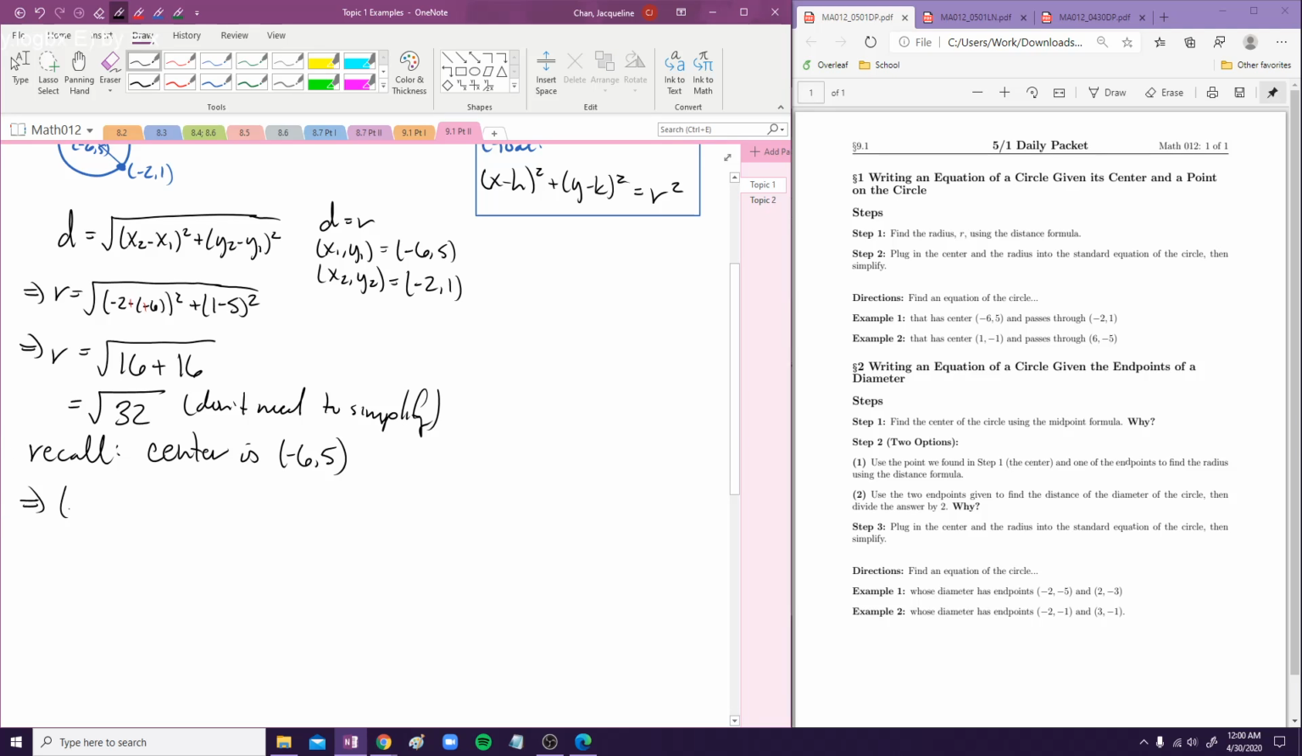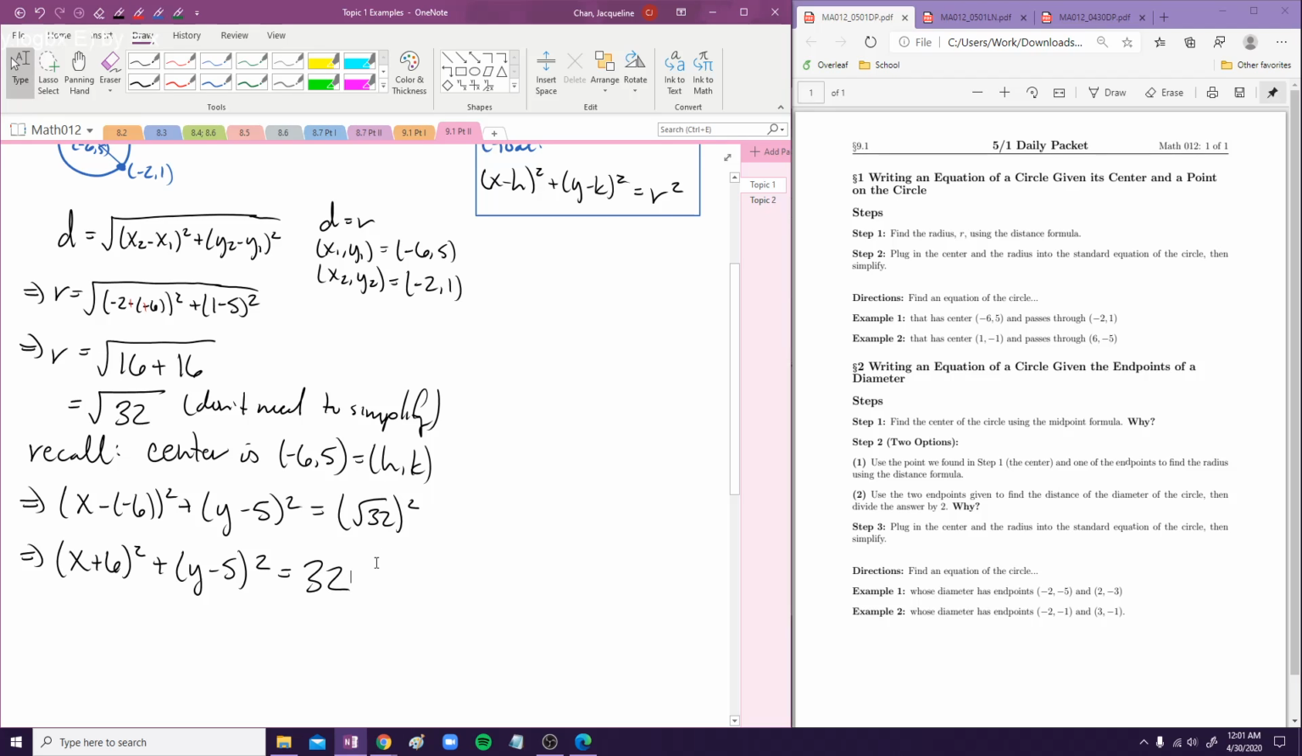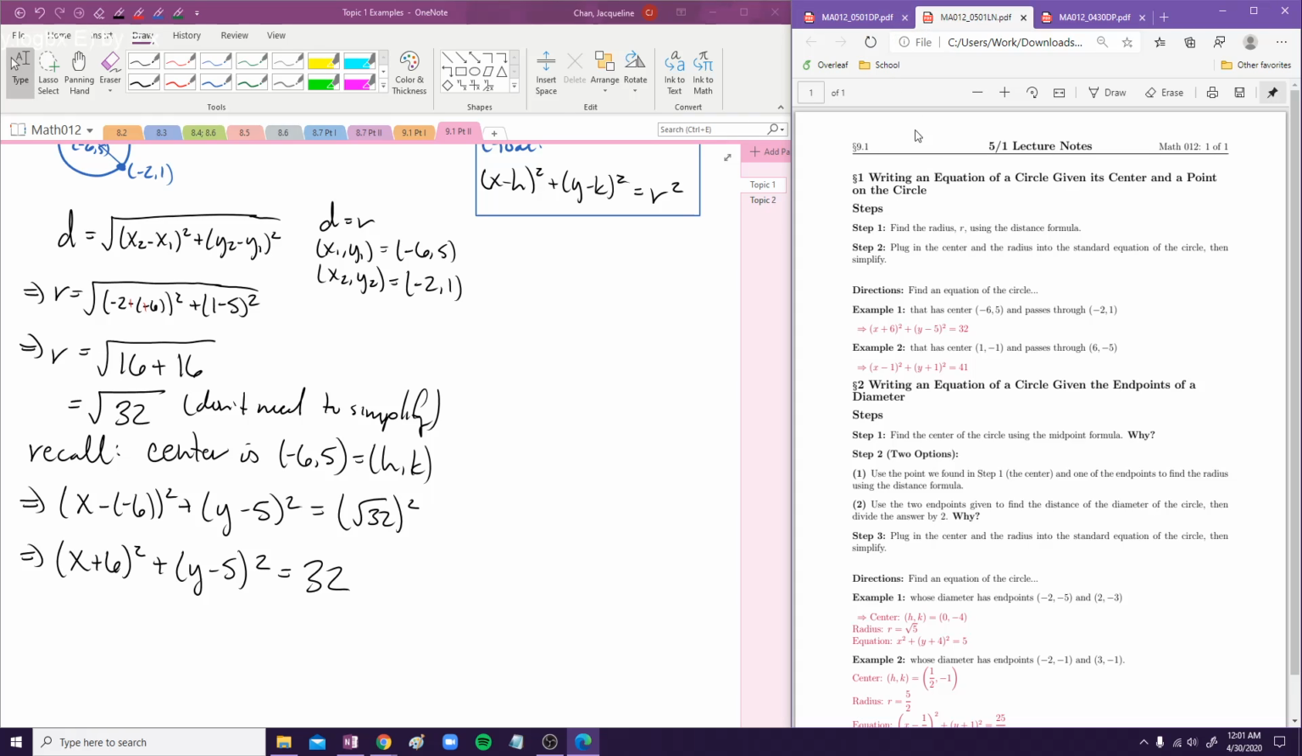So we have x minus negative 6 quantity squared. So this is HK. Right? Plus y minus 5 quantity squared is equal to the square root of 32 quantity squared. Right? Now let's simplify. X minus negative 6, that is x plus 6 quantity squared. Y minus 5 is already simplified as possible. And the square root of 32 quantity squared, that is just 32. Right? So that is what I got.